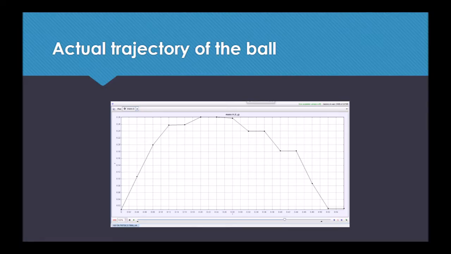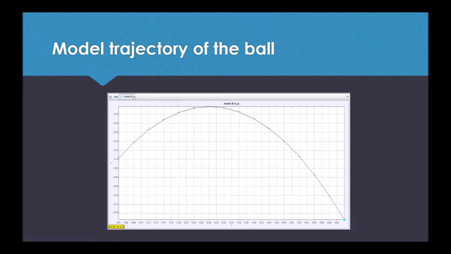This graph shows the actual trajectory of the ball. As you can see, it's not a perfect parabola, which is most likely due to the fact that there are too few numerical values for our data points. This shows the model trajectory of the ball, which exhibits how the trajectory should look. As you can see, it forms a parabola with a perfectly smooth curve, which is most likely due to there being a larger number of numerical data points.